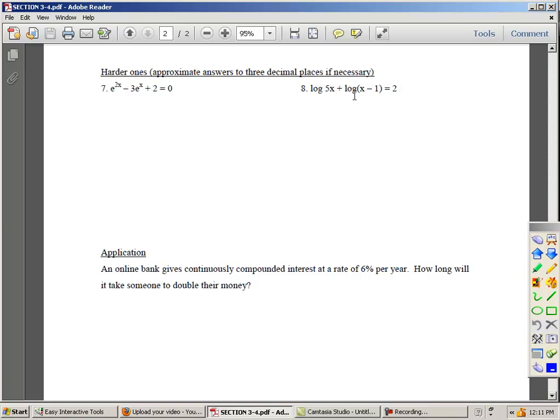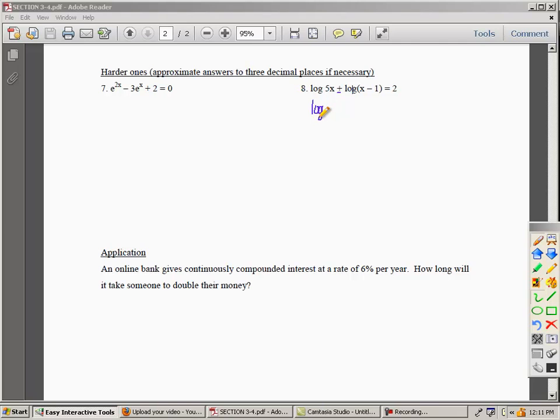You'll notice 2 logs on the same side, which means we're going to condense them. Addition means multiply. So you have the log of 5x times x minus 1 equals 2. All right, now, there is no base listed, which means it's a base 10. So I'm going to exponentiate 10 on this side, 10 to this side, so that the 10 in the log cancels out. And I'm also at the same time going to distribute. 5x squared minus 5x equals 100.